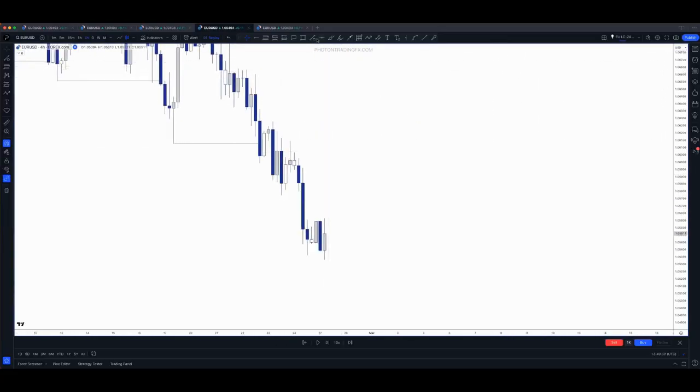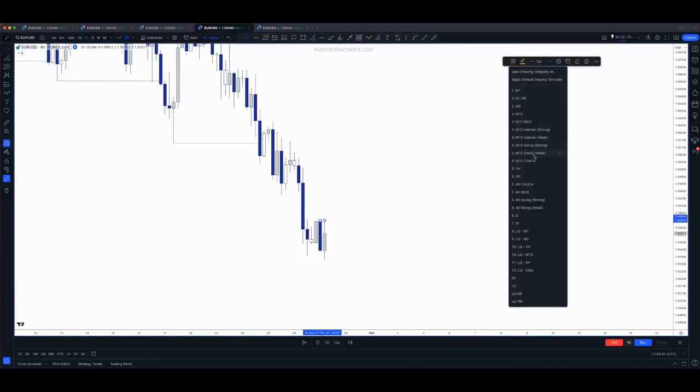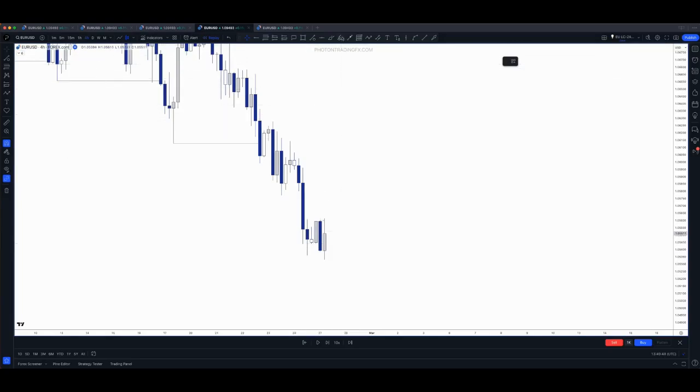Now it's a bit more subtle, but if we zoom in, we can see that we have had a 4-hour bullish change of character. So that's another good sign that some bullish pressure is coming in, right? We've had the fractal take of the low, fractal take of the high, bullish change of character.